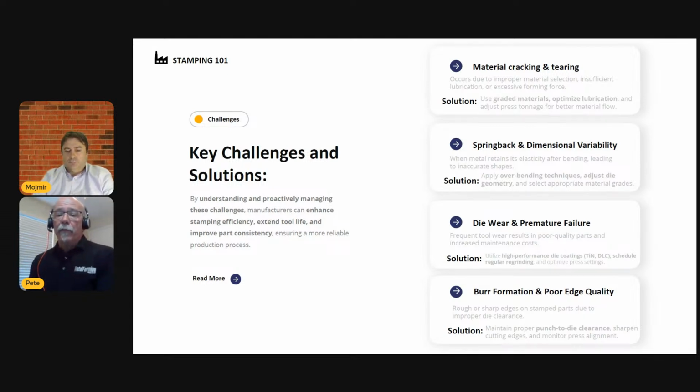So die wear and premature failures, again, when we're looking at galling issues, make sure there's plenty of clearances in the die. If you've got chipping, wear issues, again, select a tool steel and heat treatment that solves your toughness problems first, and then increase wear resistance with a coating. And burr formation and poor edge quality, that's going to be directly a result of punch alignment, cutting clearances, and edge quality, how the part fractures.